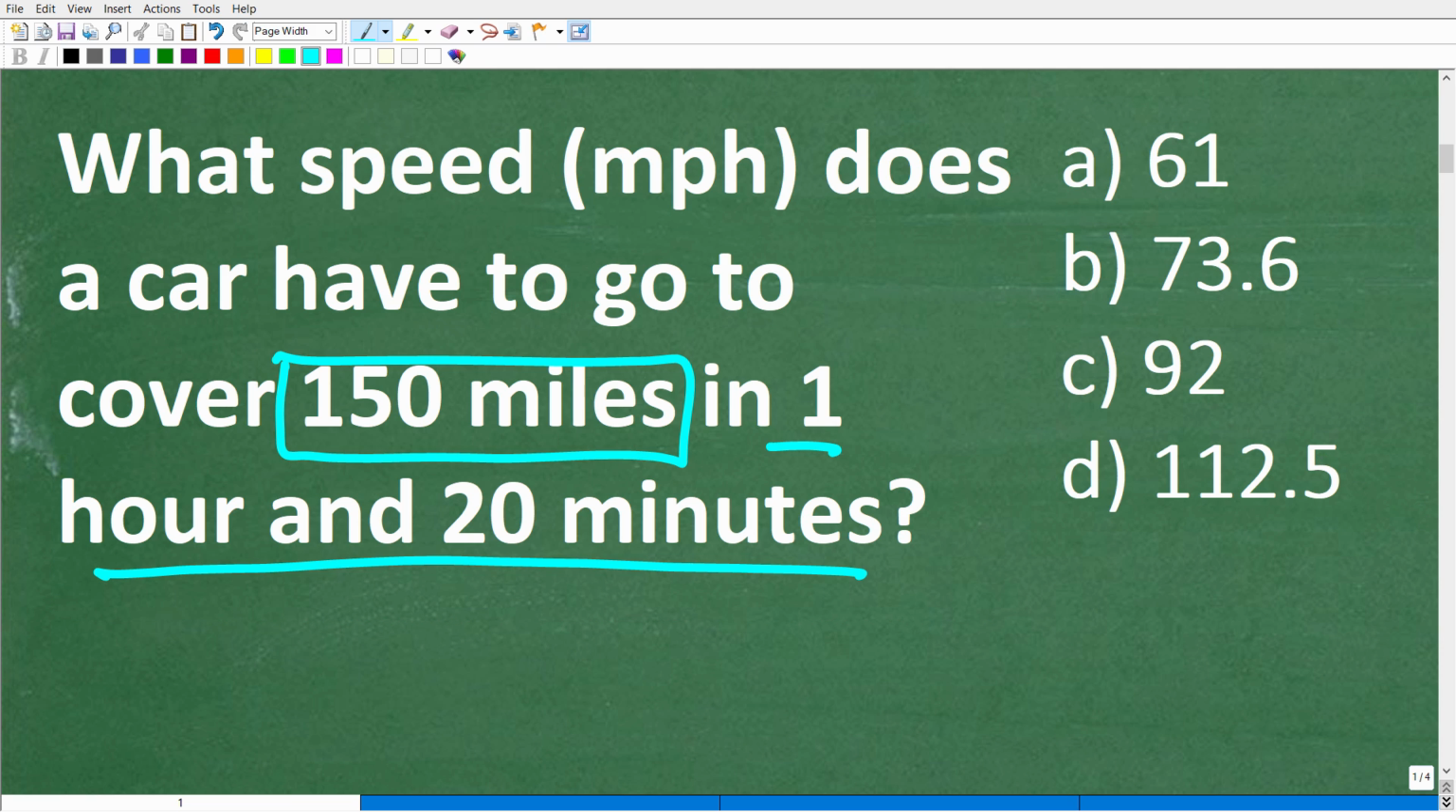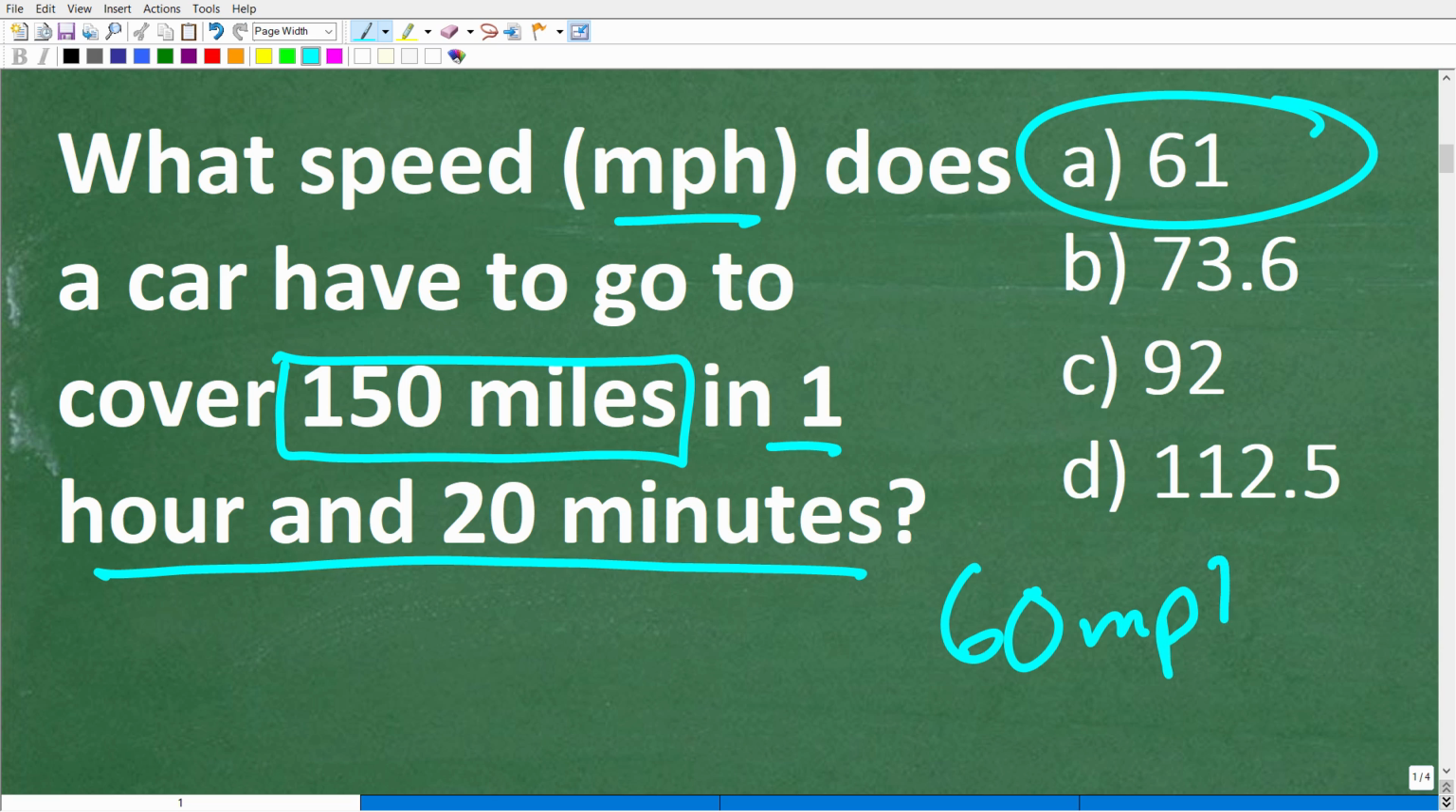Now here, if we look at our answers, 61 miles per hour, right? Well, let's just think about what this means, miles per hour. If my car goes 60 miles per hour, how many miles will I cover in 1 hour? Well, hopefully it's obvious. You're going to go 60 miles in 1 hour. That's what 60 miles per hour means. So here we have 61 miles per hour. Let's just round this off to 60, okay?